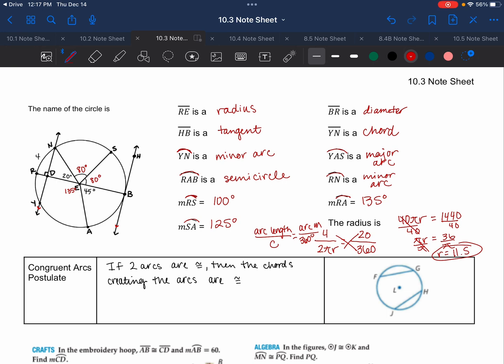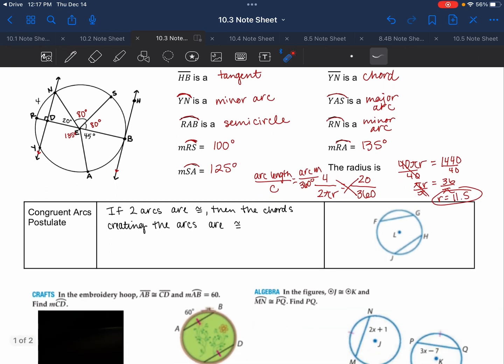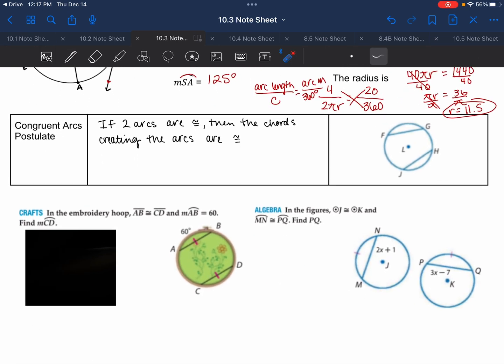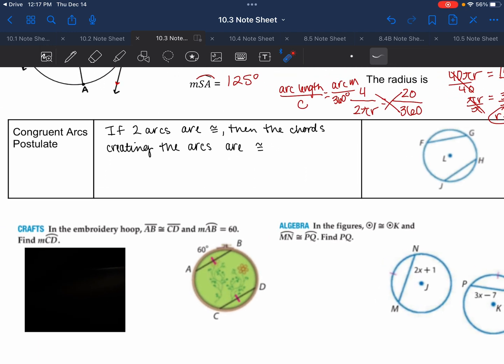All right, moving on to new stuff. Congruent arcs postulate. If two arcs are congruent, so if arc FG is congruent to arc HJ, then the chords creating the arcs, so connecting those same endpoints, are also congruent. So FG is congruent to JH.